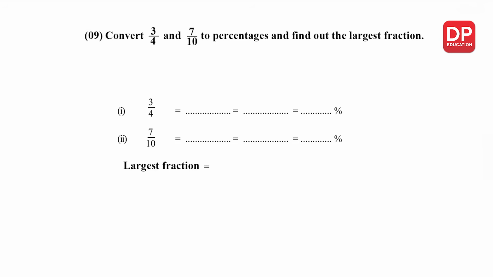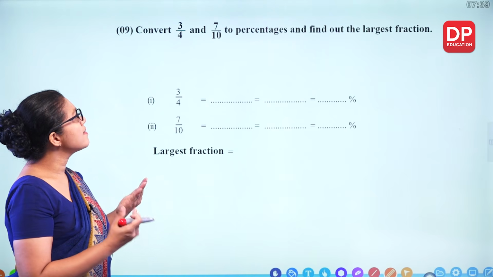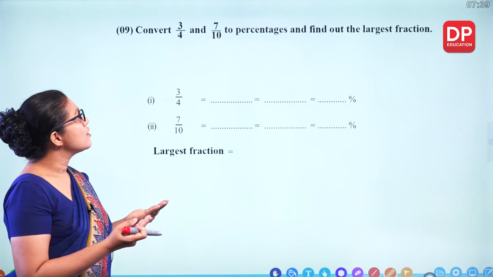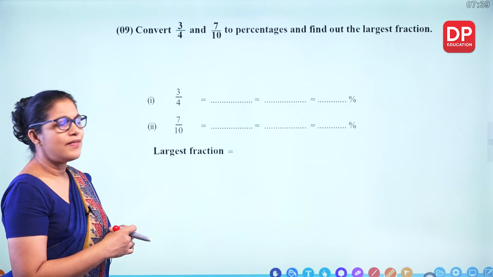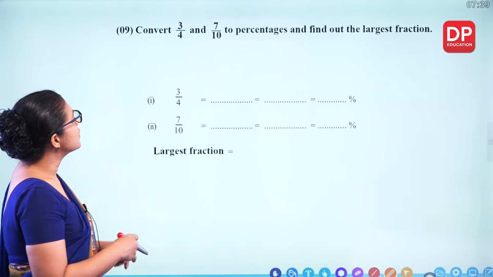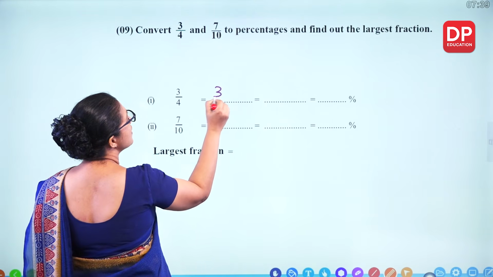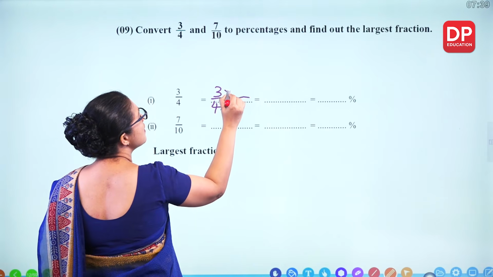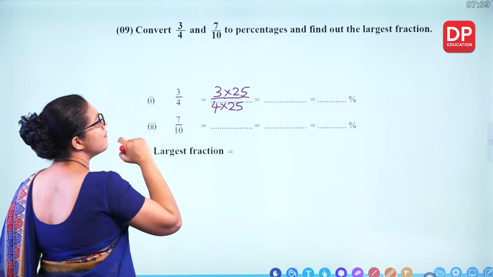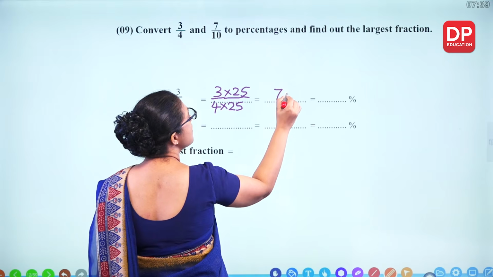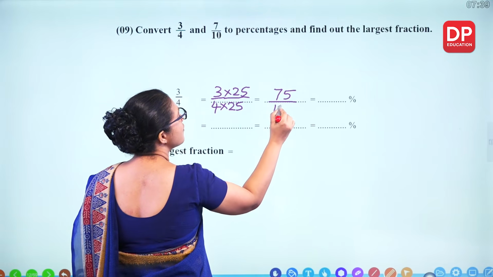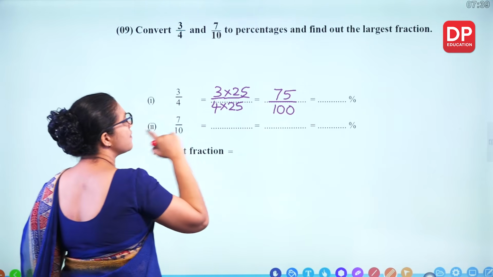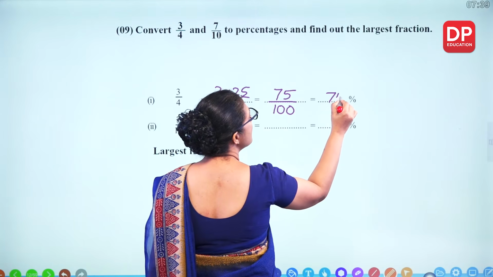Convert 3 over 4 and 7 over 10 to percentages and find out the largest fraction. So when you get the same denominator, you can compare the values. So 3/4, how can we convert? Multiply by 25, and do the same thing. 3 times 25 is 75 over 100. 75 over 100 means 75%.